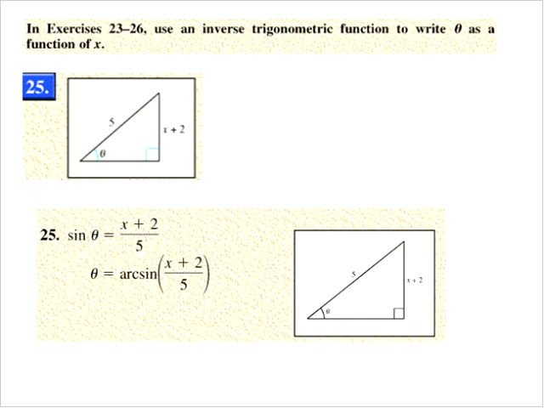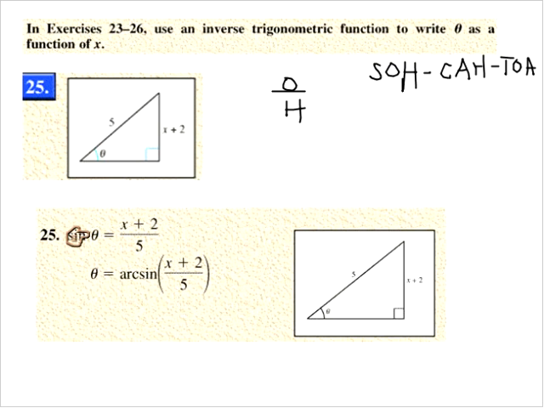All right, next we're going to use an inverse trig function to write theta as a function of x. So looking at it, we have opposite over hypotenuse. Opposite and hypotenuse is your sine, because remember your SOHCAHTOA. So the good old SOHCAHTOA is back into play here. So opposite over hypotenuse is sine. So sine theta equals x plus 2 divided by 5.